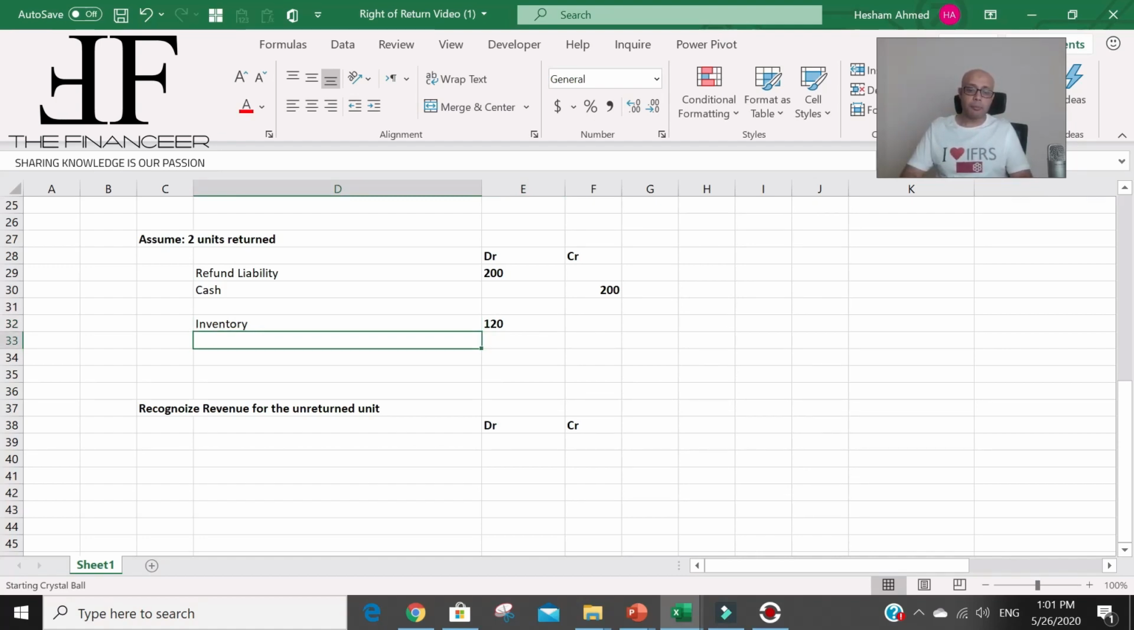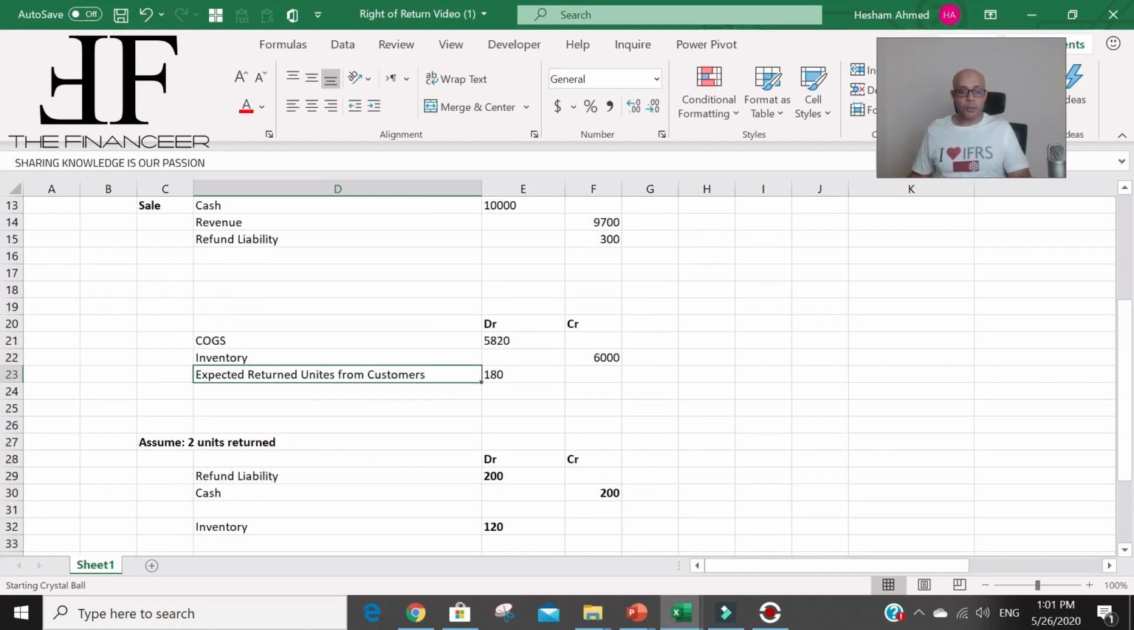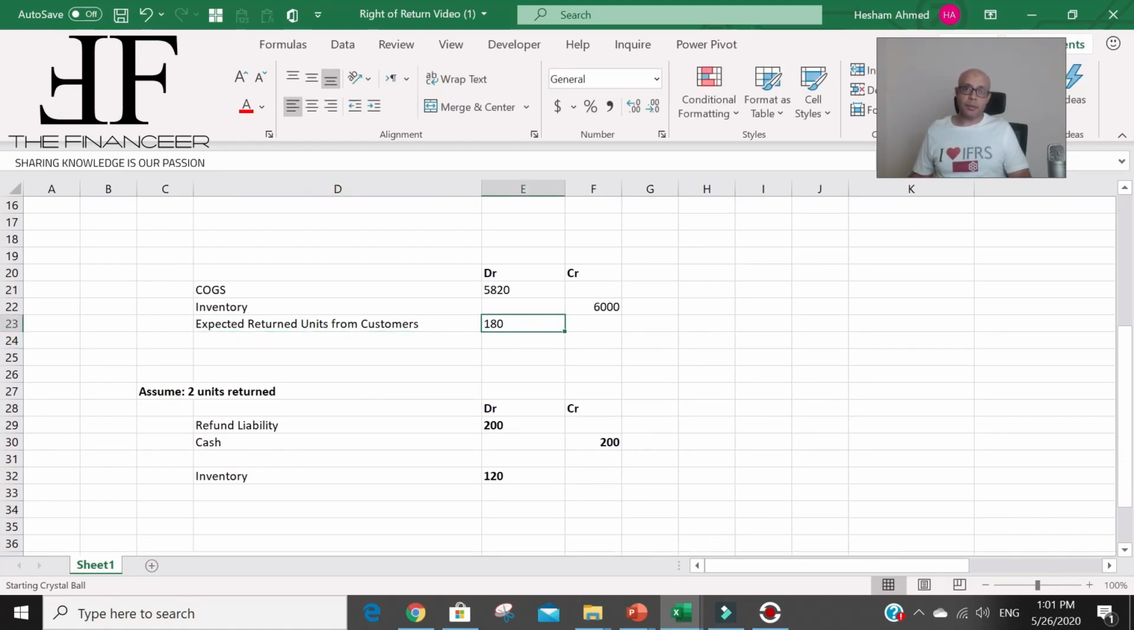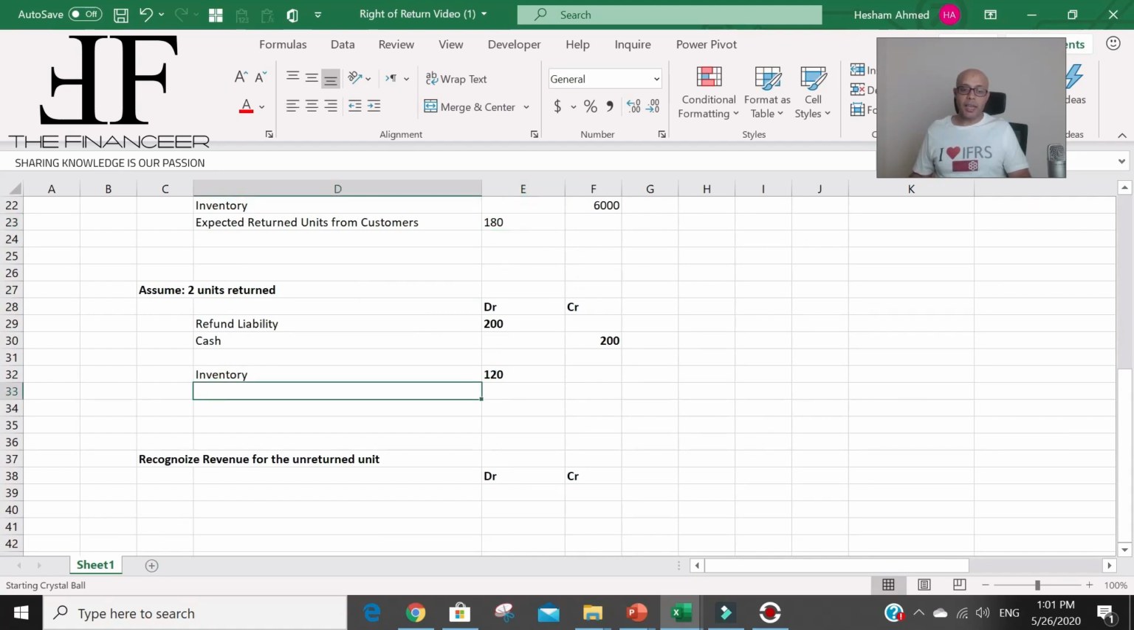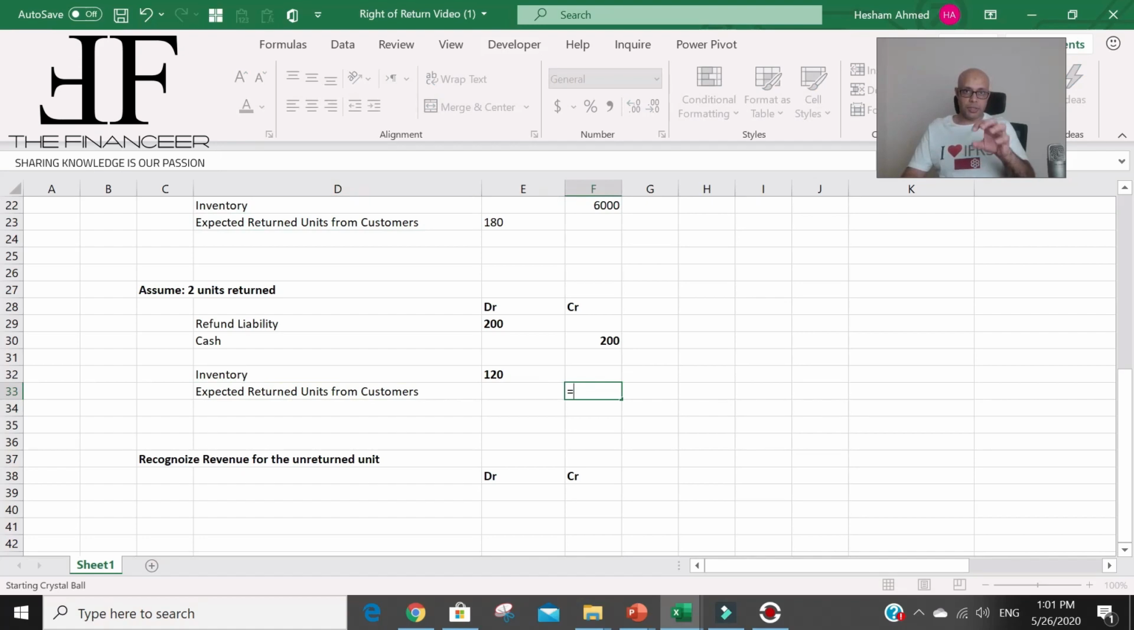And at the same time, you recorded an asset which is expected returned units from the customer. Okay, there is a misspelling here. So for the expected returned units from the customer, you recorded an asset of 180. You need to recognize a reduction from this asset because you received 2 units. So I'm going to reduce this asset by the same value, which is the 120. Now this is the second part of the entry: I received 2 units, so I reduce the asset.